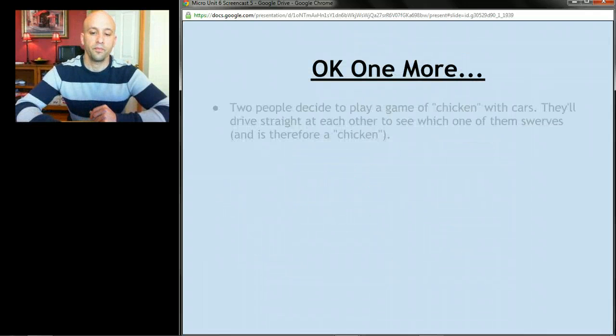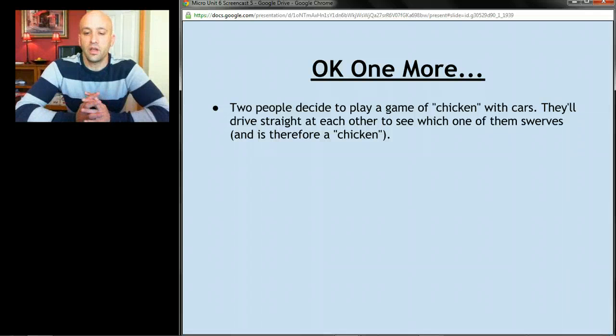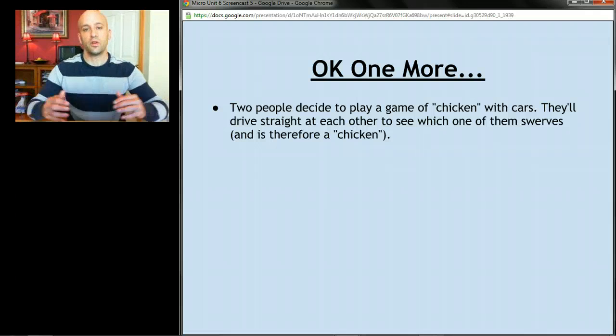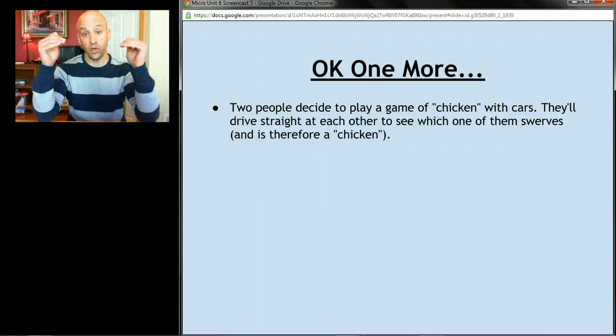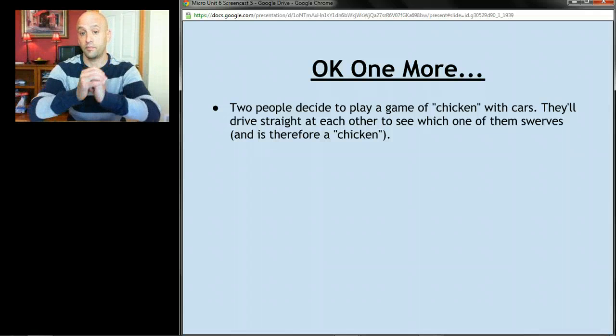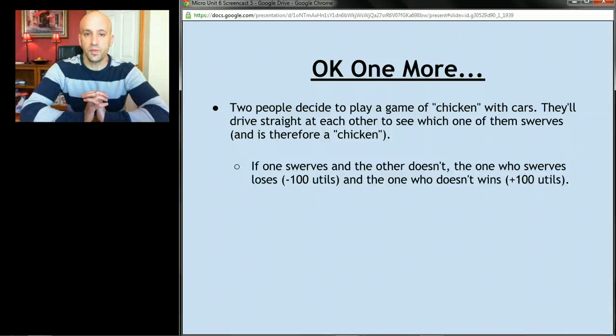Okay, try one more. Let's say that two people decide to play a game of chicken with cars. The game goes like this. They drive straight at each other, and they see which one swerves. And whoever swerves, that's the chicken, the loser of the game. Now to be a little bit more specific about it, let's say that one person swerves and the other one doesn't. The one who swerves loses the game. Let's call that losing 100 utils, units of happiness. The person that doesn't swerve wins the game. Let's say that they get plus 100 utils.